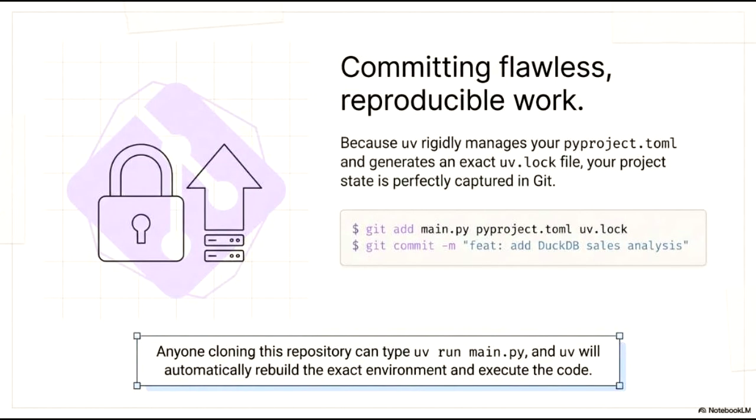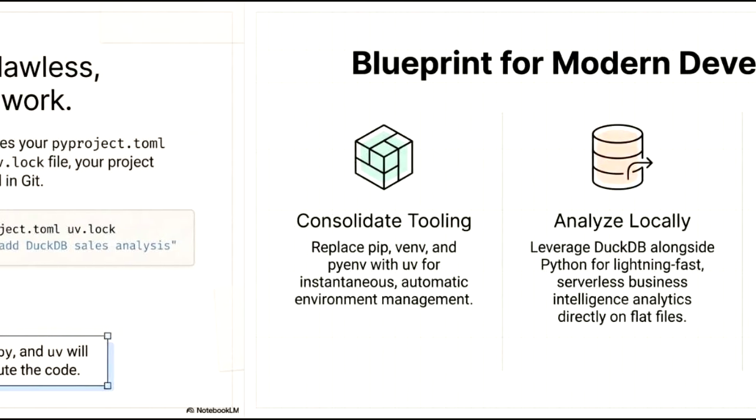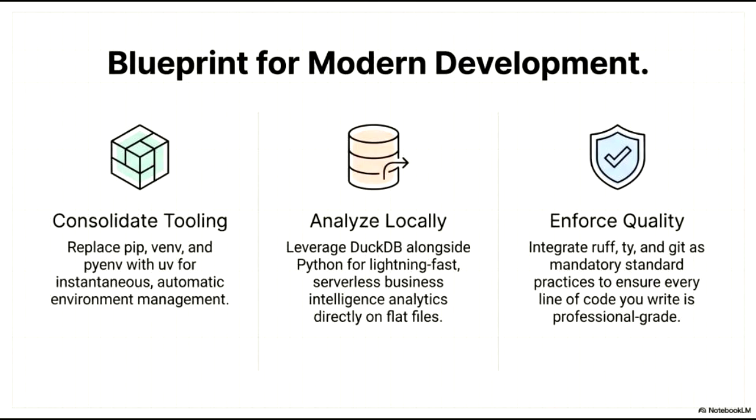Committing flawless, reproducible work is a cornerstone of effective development. Because it rigidly manages your pyproject.toml and generates a precise uv.lock file, your entire project state is perfectly captured within Git. As shown in the example, by including these files in your commit, you provide a complete blueprint of your environment. This means that anyone cloning your repository can simply execute uv run main.py. uv will automatically rebuild the exact environment needed and run the code, ensuring consistent results for every collaborator across any system.